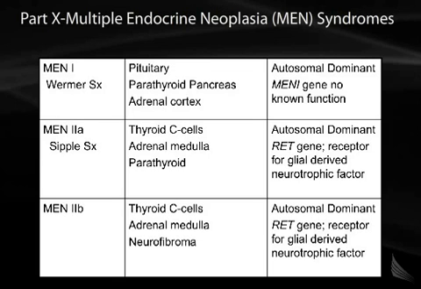Now MEN2A is also known as Sipple syndrome, and it's characterized by thyroid C cells. You can get medullary cancers, problems with the adrenal medulla leading to pheochromocytomas, and parathyroid malfunction as well. This is an autosomal dominant mutation in the RET gene, which is a receptor for glial-derived neurotrophic factor. MEN2B is similar to MEN2A in that there are problems in the thyroid C cells and in the adrenal medulla, but MEN2B is also associated with neurofibroma formations. This is another autosomal dominant disease, and again involves the RET gene.